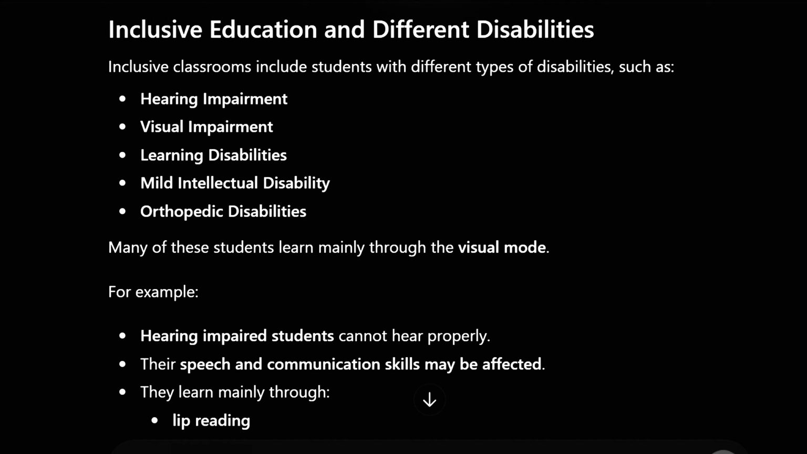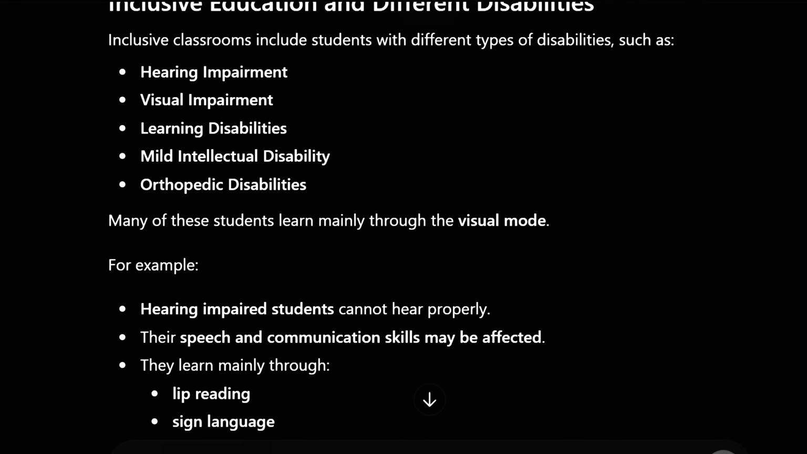Inclusive education and different disabilities. Inclusive classrooms include students with different types of disabilities, such as hearing impairment, visual impairment, learning disabilities, mild intellectual disability, orthopedic disabilities. Many of these students learn mainly through the visual mode.